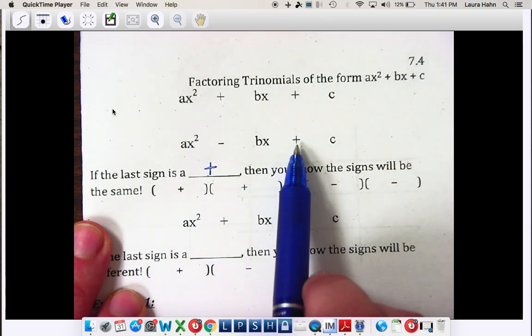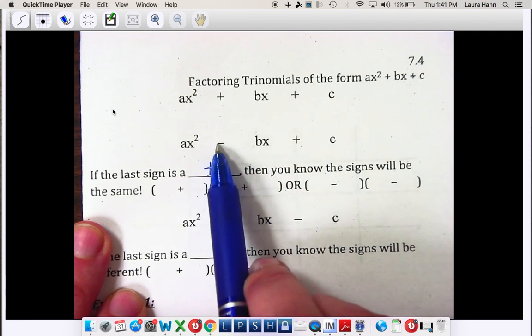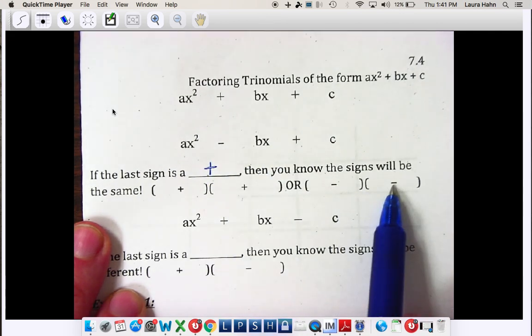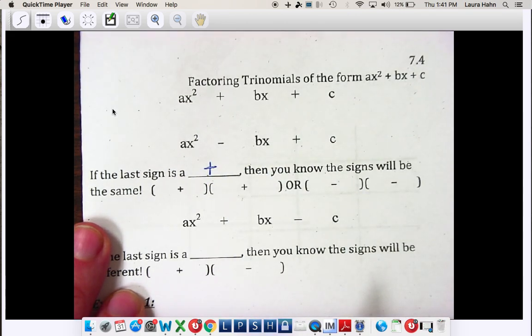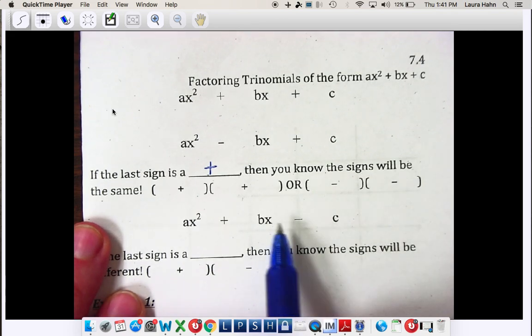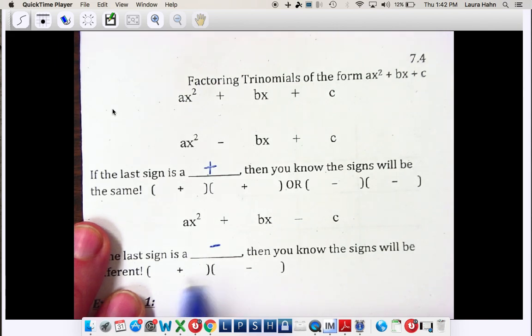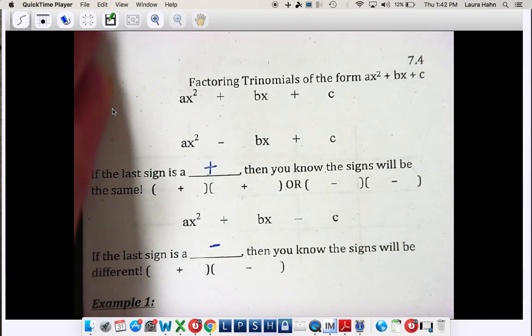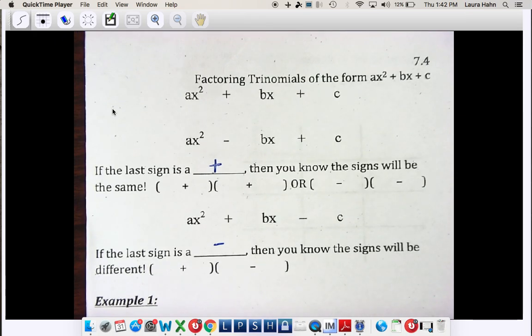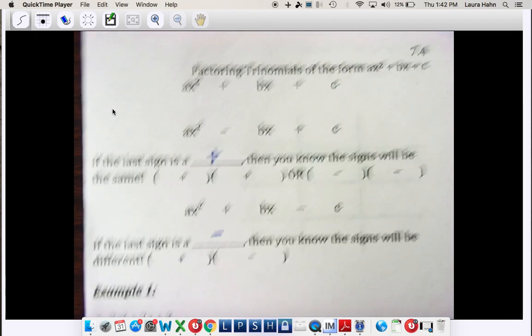If my last sign is a plus sign, but the one before it is a minus, I know they're both going to be minus signs. But if your last sign is a minus sign, you know your signs are going to be different. One will be a plus and one will be a minus. And that'll make more sense here in a second. I just kind of use it as a check, really.